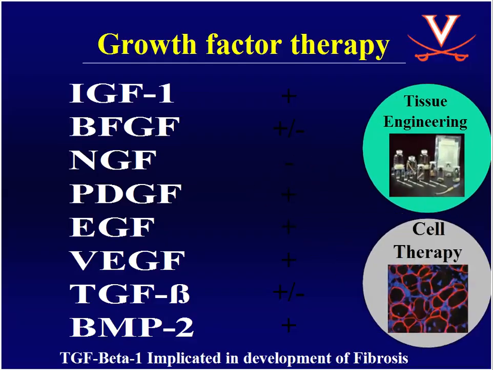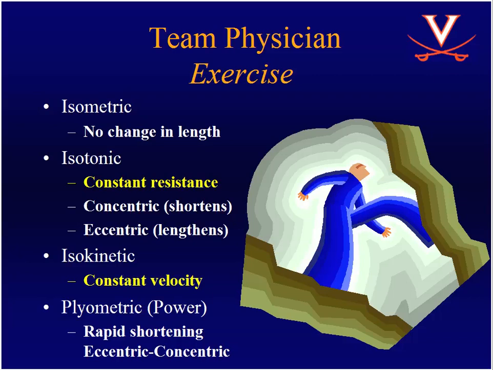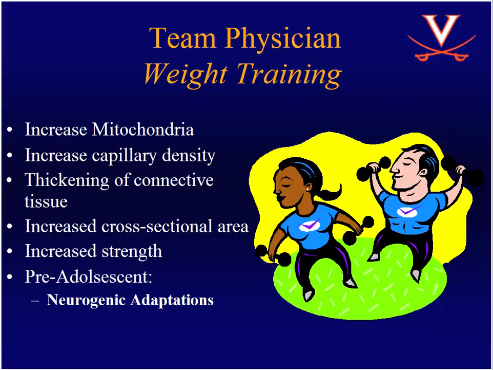How about growth factor engineering? Well, that's the future. We'll see how that goes, not in the test. What is in the test, though, is exercise. Isometric, you don't change the length of the muscle. Isotonic, there's constant resistance. Isokinetic, constant velocity. Plyometric, becoming important for our female athletes, which allows rapid shortening, eccentric-concentric studies. Weight training can increase mitochondria and capillary density, and will allow thickening of connective tissue.